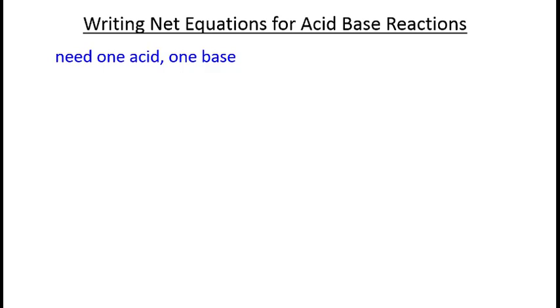If we're given two reactants, it's important to determine which reactant will be the acid and which will be the base. Usually that's straightforward, but remember that some materials are amphiprotic, so they can act as either an acid or a base. We can use the acid-base chart to help us out with this.